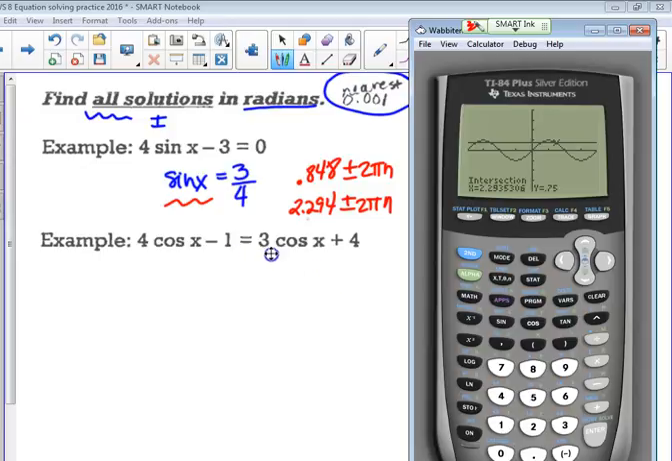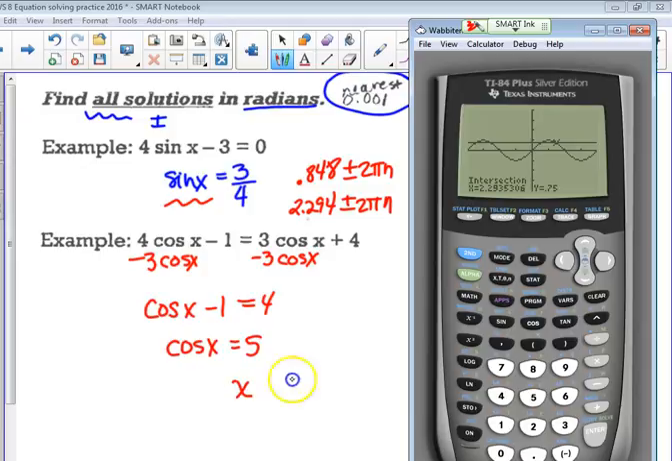Now, I will tell you, there's a bunch of questions like this on this worksheet. 4 cosines minus 3 cosines is a cosine of x. I get cosine of x equals 5, which happens where? Not possible, no solution. Nice try, Hofbauer, right? There are several no solutions on this worksheet, okay?